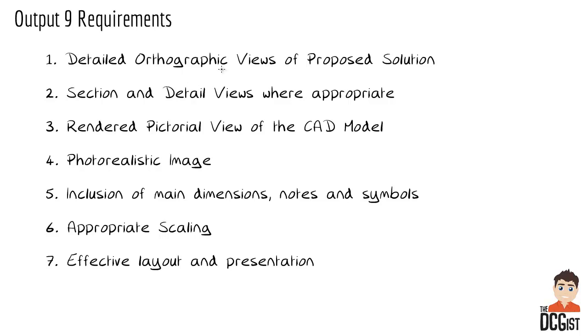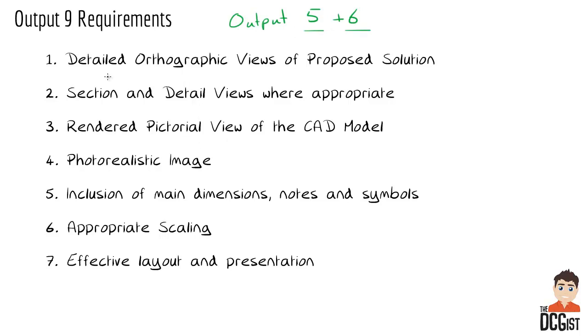The first thing I want to say here about output 9 is that it's basically a combination of your output 5 and your output 6. It's a combination of those 2, but for your second artifact instead of your first artifact. If you want more information about the drawings that you're going to put in, or the photo view images, you can go back and have a look at the videos from output 5 and output 6, and there'll be more information in those.